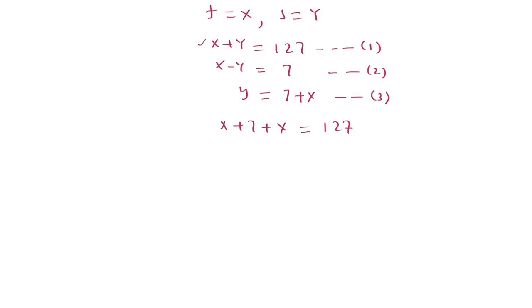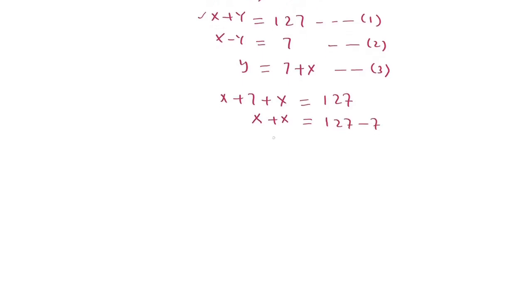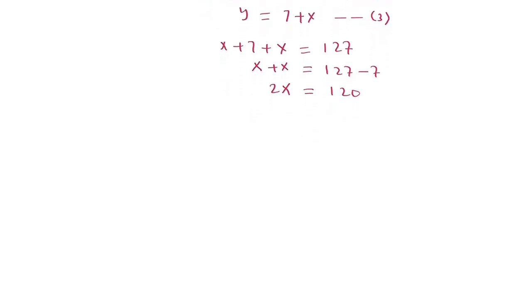Okay, so next we collect the like terms. Then our equation will be x plus x equals to 127 minus 7. Solving this, we are having 2x equals to 120. Okay, so now let us divide by 2 both sides. Then our equation will be x equals to 120 over 2, of which after solving the values, we are having 60.